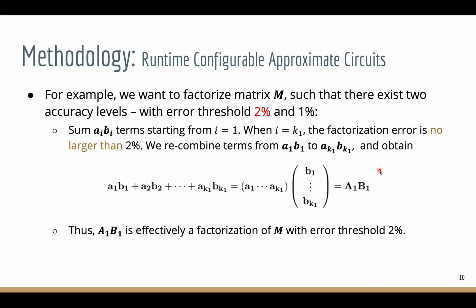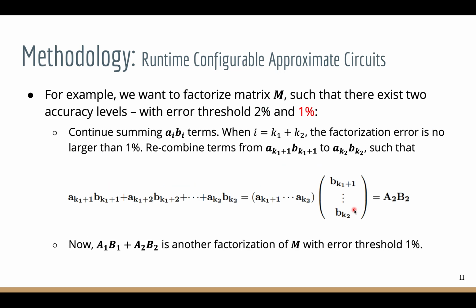Now, for example, we want to factorize the input matrix M such that two accuracy levels exist in the factorization, which are 2% error and 1% error. We start by summing A_i B_i terms until the factorization error is no larger than 2%. Remember that as we sum those terms, the factorization error is monotonically decreasing. Imagine now i equals K1, then we might recombine those terms into capital A1, capital B1, which is effectively a factorization of M with error threshold 2%.